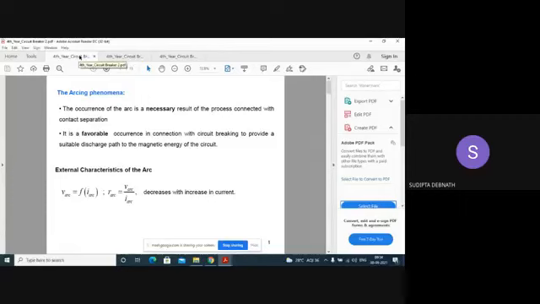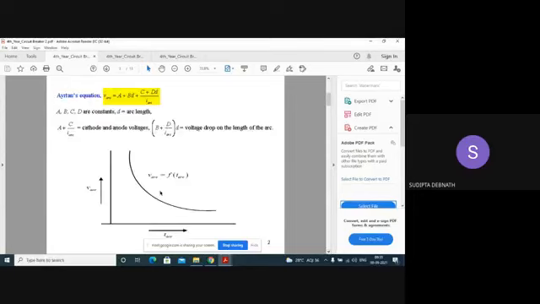Now, the arc is established when the circuit breaker is activated. Okay. Now this is the characteristic of the arc. Say V arc is a function of I arc, a function of current. The characteristic is like this. It is nonlinear. Now this is called Ayrton's equation: V arc = A + B d + (C + D d) / I arc. Now small d is the length of the arc. That means the length of the separation, because the arc is established in that separation.